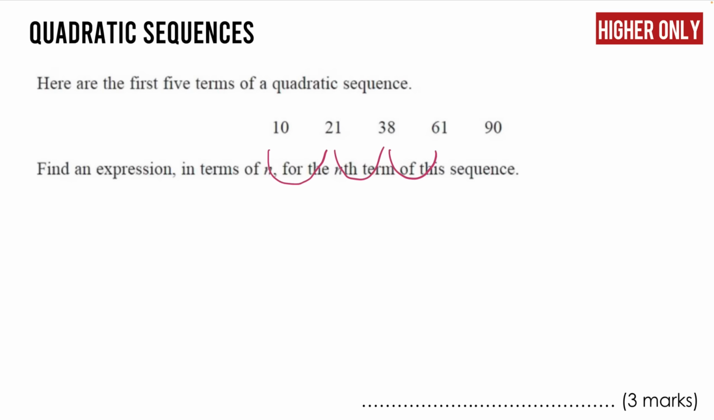So from 10 to 21 is 11, and 21 to 38, that is a difference of 17. That looks like it's going up in sixes, but let's just double check. 38 to 61 is a difference of 23. So there we go. These are, in fact, going up by 6 as our second difference. Now the second difference is always divided by 2. So just as a failsafe, write down 3n squared, as that is 6 divided by 2. Now that's going to get you a mark.